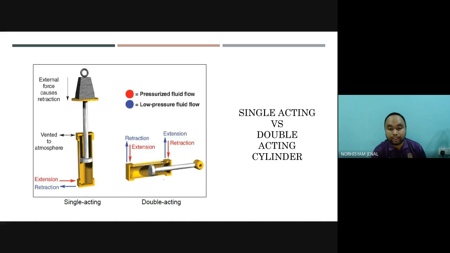Okay, double acting means if you do extension, it will push the piston to the right and then the liquid will go back to the tank this way. If you do retraction, you will push the liquid from right to the left and then the liquid will come out from this way. That's how single acting and double acting cylinder is used in an application.